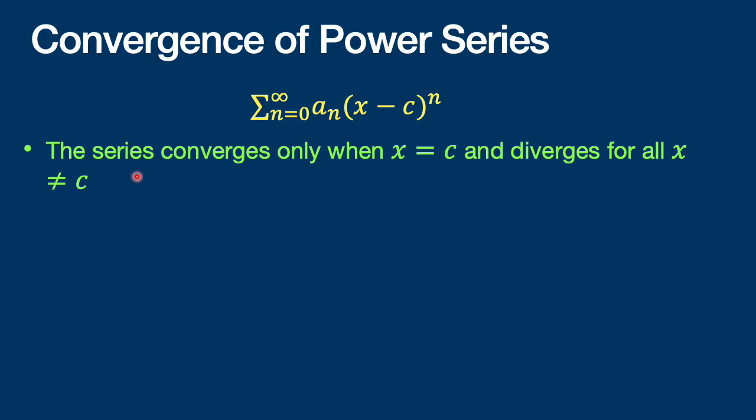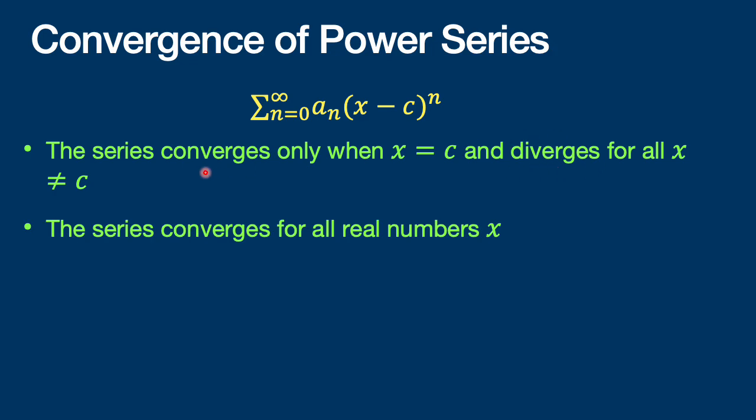The first one is the series converges only at x equals c. If x is not c, not the center value, the series is going to diverge. That's the first possibility. Second, the series is going to converge for any x value, all real numbers. That's the second option for the convergence of power series.